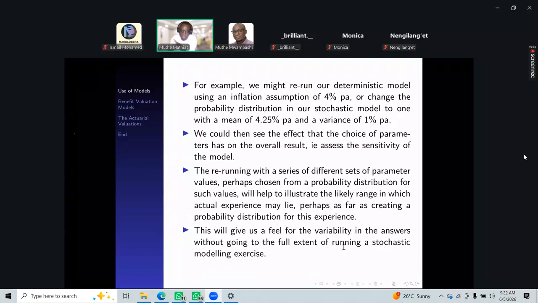So this is just an example of what I've been talking about. We might run our deterministic model using an inflation assumption of 4%, then check the output, and then for stochastic, you can change the assumption of the probability distribution. So instead of assuming we have this distribution with this parameter, we can change the parameters, or we can change the model, because it's all about sensitivity, right? You can change the model, you can also change the parameters of that model. It does not matter which one you're changing. It's still sensitivity analysis.